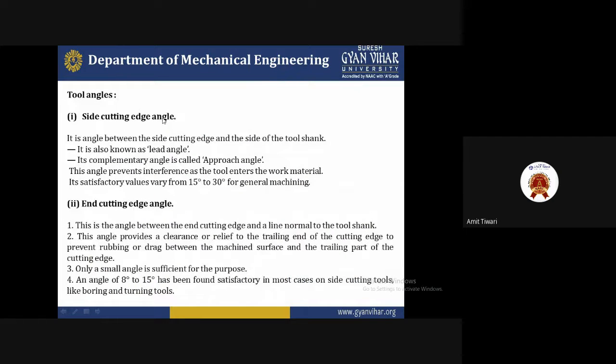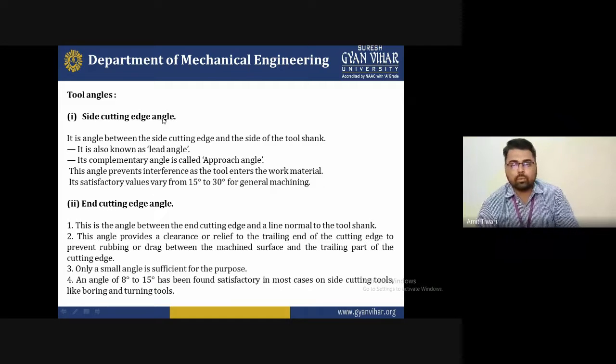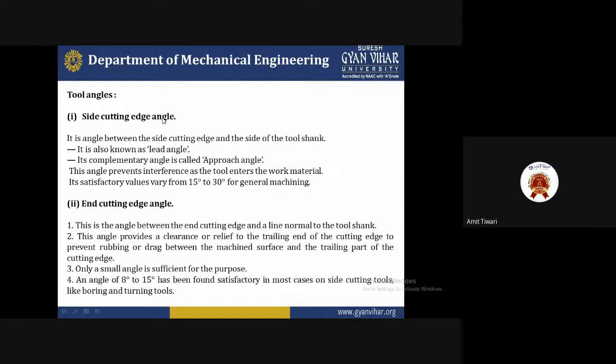It is also known as the complementary angle, which we call the approach angle, which generally in competitive examinations or interviews, if someone asks you what the approach angle in a single point cutting tool is, you can show the same diagram or refer to the side cutting edge angle, because there is a difference between the side cutting edge and the side of the tool shank. This angle basically prevents interference of the tool entering the workpiece, and the satisfactory value of the side cutting edge angle is 15 degrees to 30 degrees for general machining purposes.